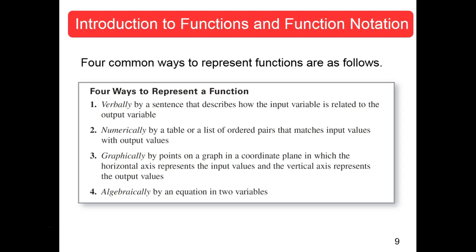Number 2, numerically. Now you can do this as a set of ordered pairs like we just saw, or preferably, y'all remember your T-tables when you were graphing? Yeah, that's a set of ordered pairs. X, Y, X, Y, X, Y. That's numerically. A table or a list of ordered pairs that matches input values to output values. You don't want to cross those up, right? If you do, your graph looks really weird. In fact, you can't even do it. So that's another way, numerically, either by list of ordered pairs or in some type of table.